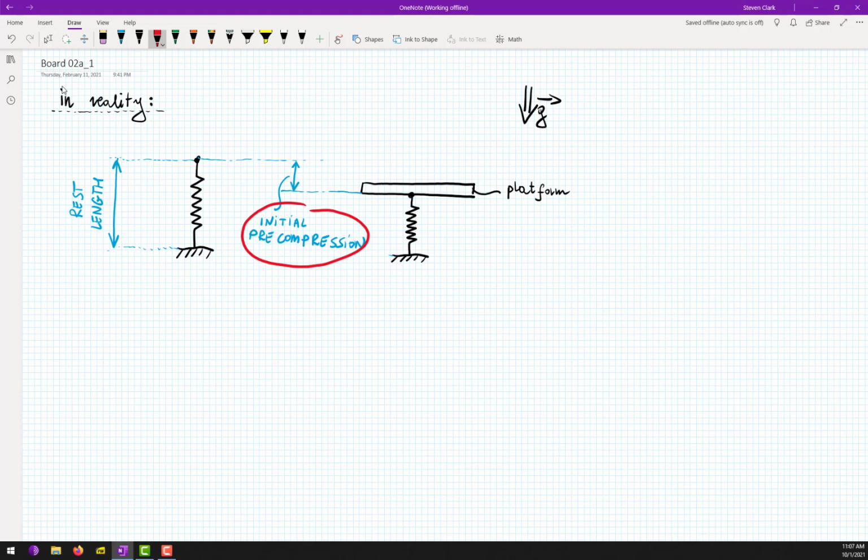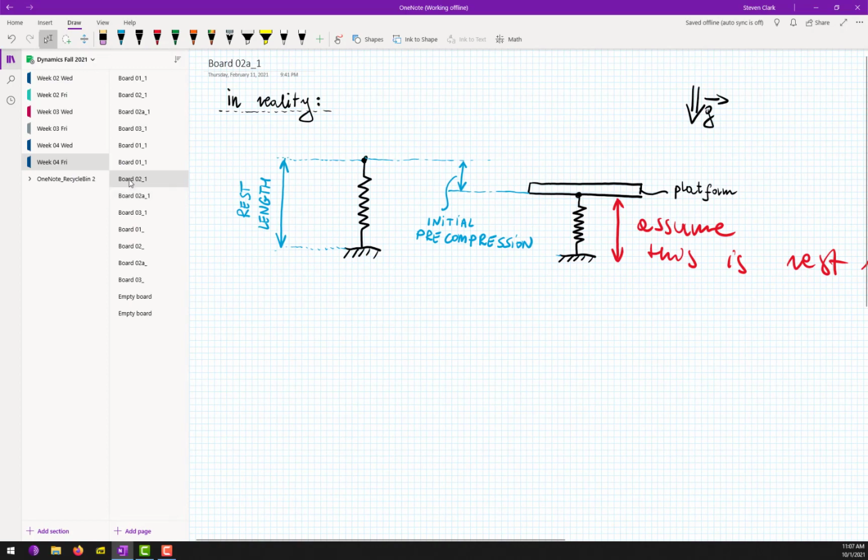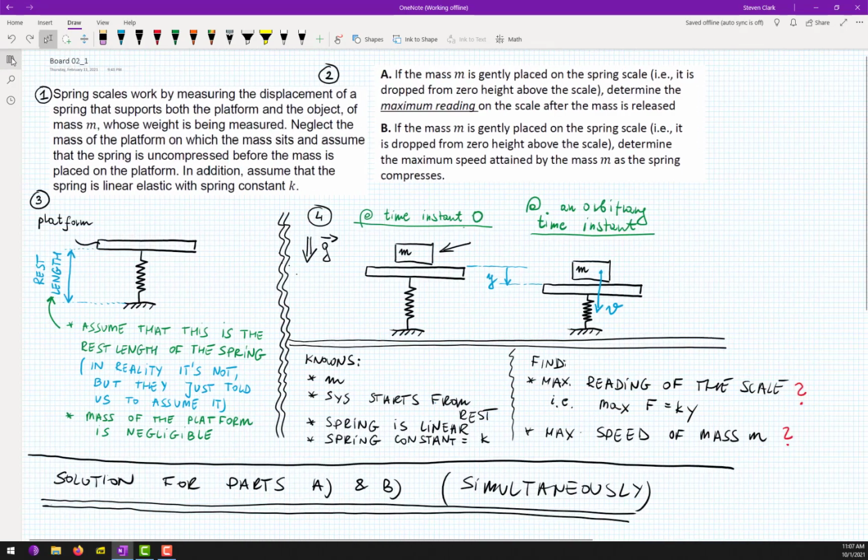However, they told us to assume that this is rest length. Just assume it, and we will do it. Assume this is rest length. Okay, that's what I wanted to clarify. That's why there is so much text in here.